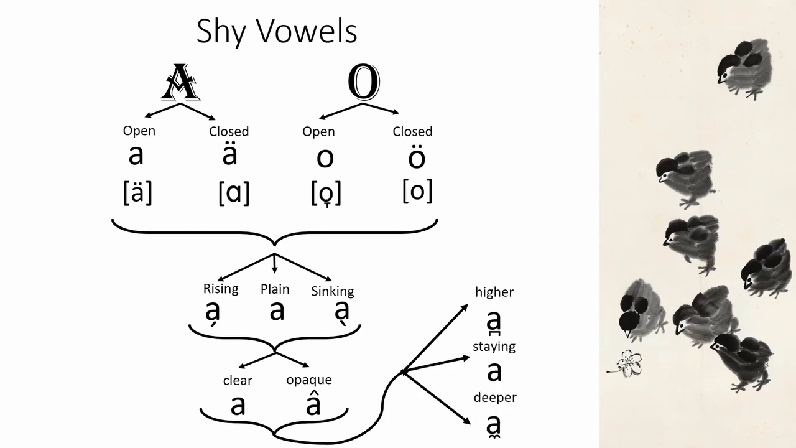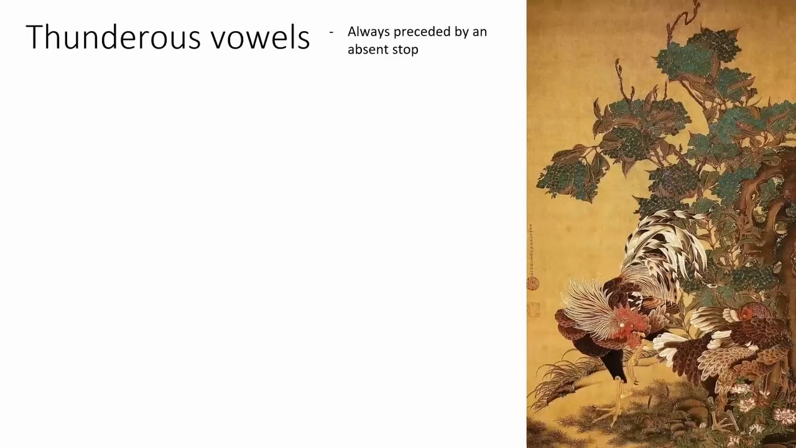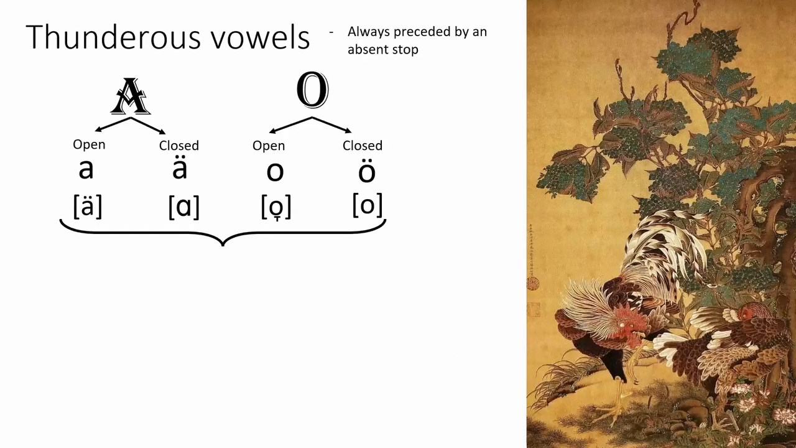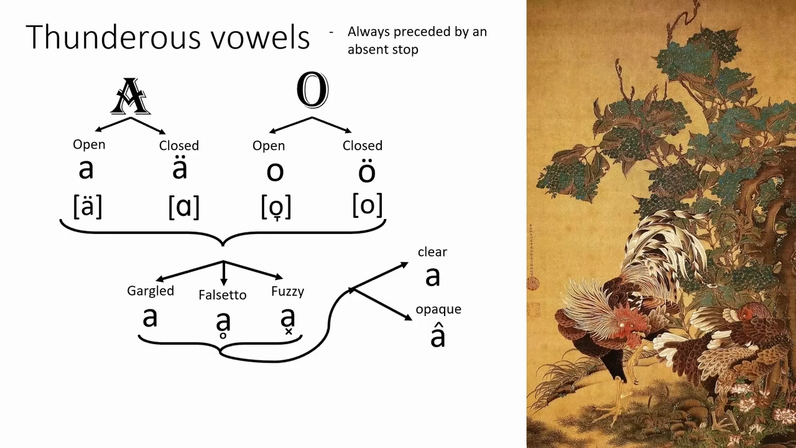Then there's the less common thunderous vowels. They have the same 4 variations. However, they are only separated in gargled, falsetto, and fuzzy vowels. And like the shy vowels, they also have the clearness variation. Moreover, they are always long.